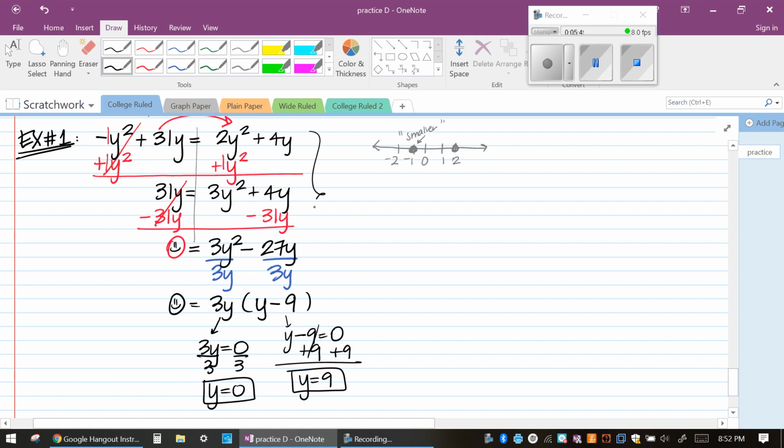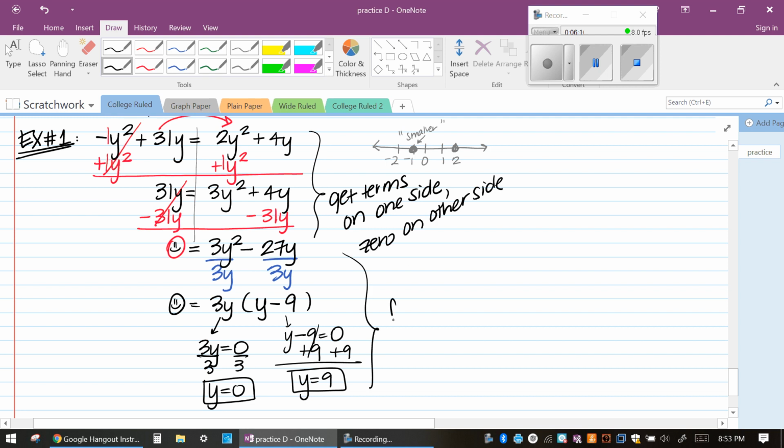So the first part of the problem is to get all the terms on one side. 0 has to be on the other side. The second part of the problem is to factor and solve, if possible. Remember that you can pause and rewind the video at any moment if you need to go over something that I talked about.